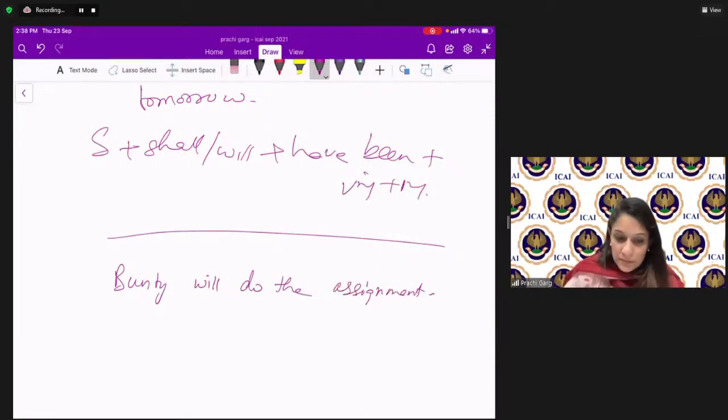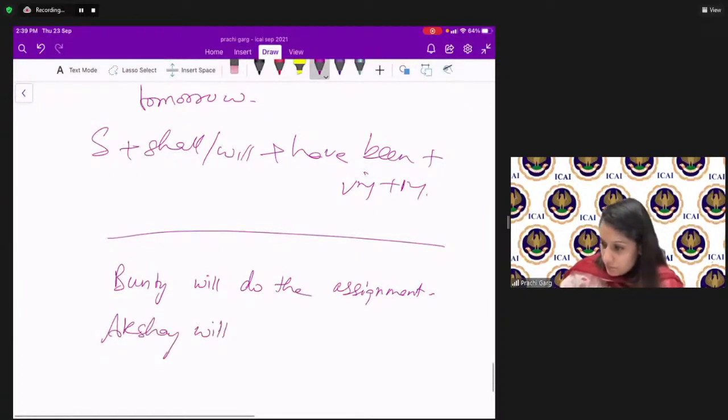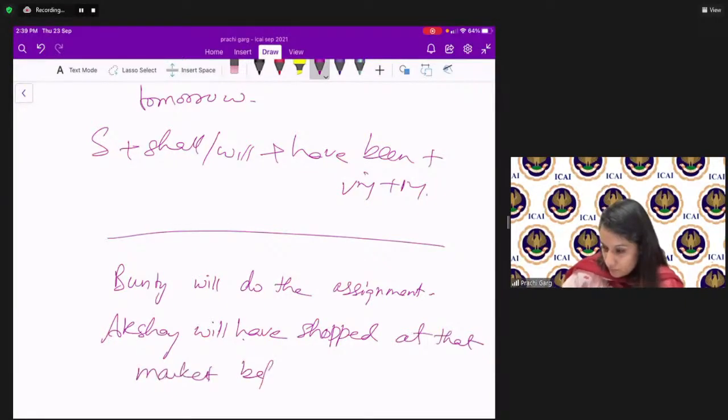Bunty will do the assignment. Sorry. Okay, quick. Which forms of the verb are these?